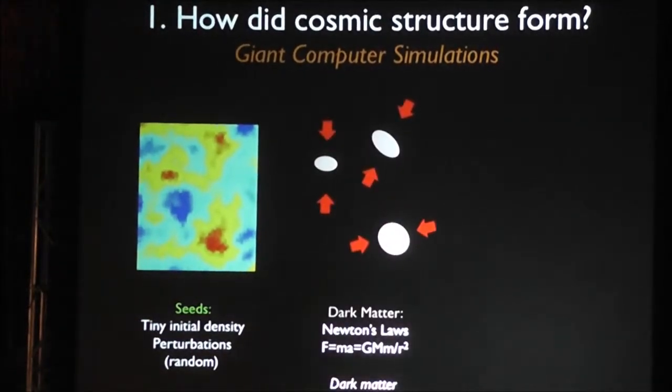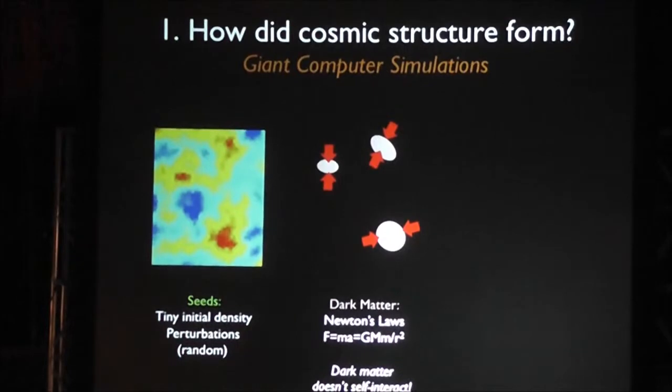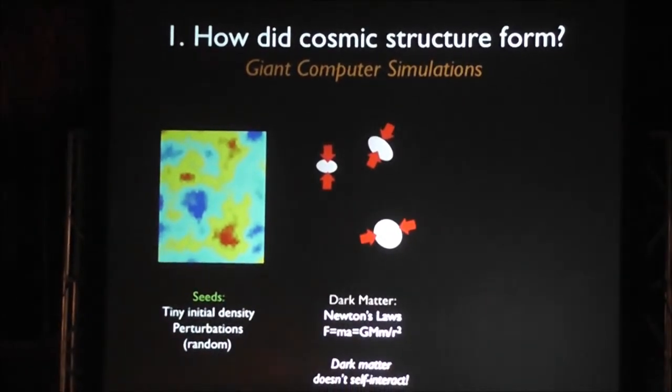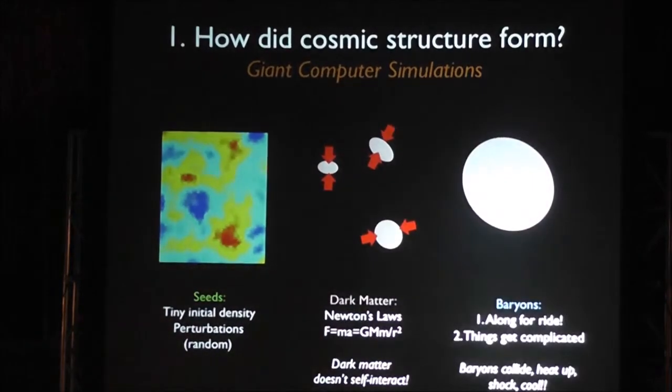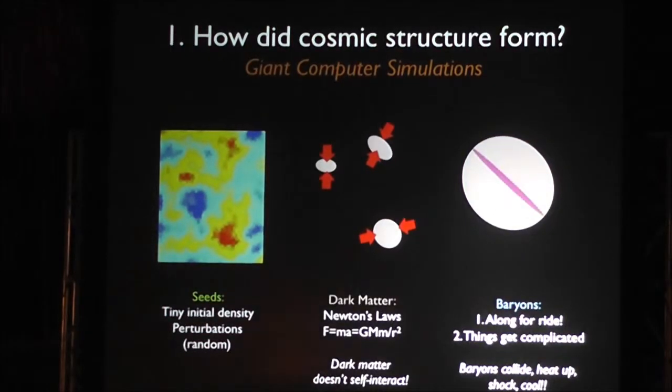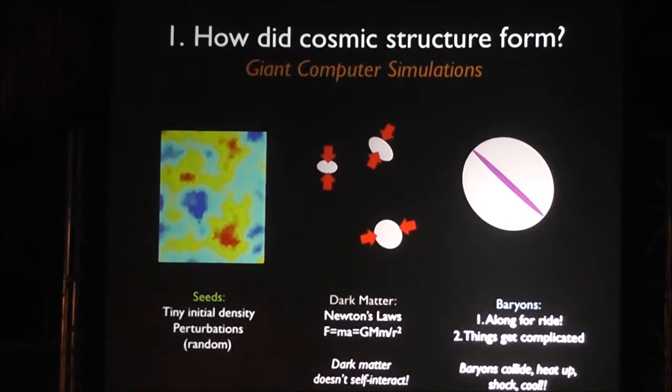These form lumps of dark matter, and the dark matter dominates the matter in the universe, except for dark energy, which I'll mention in a minute. And these lumps of dark matter basically tell the rest of the universe, the normal matter, what to do. They pull the normal matter in. And we understand dark matter by simply using Newton's laws. But then the baryons fall into the dark matter lumps, and they go along for the ride initially, but then lots of complicated physics goes on when the baryons start colliding with each other.